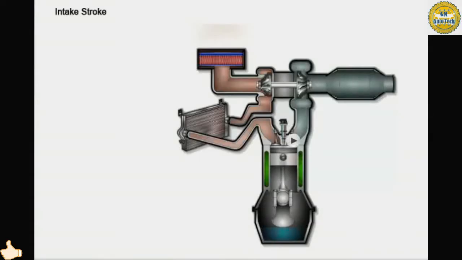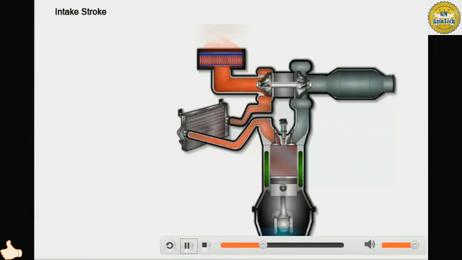The intake stroke of the diesel engine is piston movement from top dead center to bottom dead center with the intake valve open. The piston moves down the bore due to the rotation of the crankshaft. As the piston moves downward, volume in the cylinder increases, and atmospheric pressure is now greater than the pressure in the cylinder, and air rushes into the cylinder to fill the space left by the downward movement of the piston.